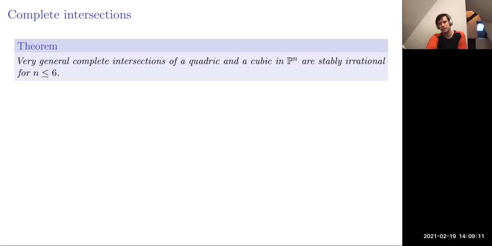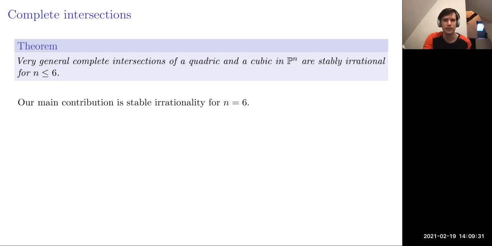This is a class of varieties that behave like rational varieties. They have essentially the Hodge numbers of a rational variety, and they're rationally connected. So it's hard to prove that these are irrational. In fact, there's an interesting history of these particular complete intersections going back to the Lüroth problem. It was known that these were irrational in dimension 3.